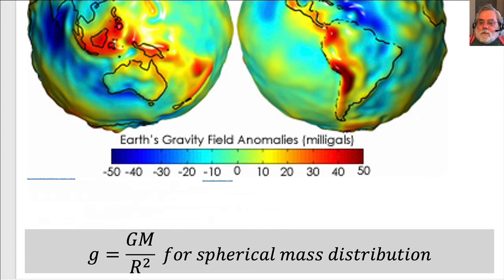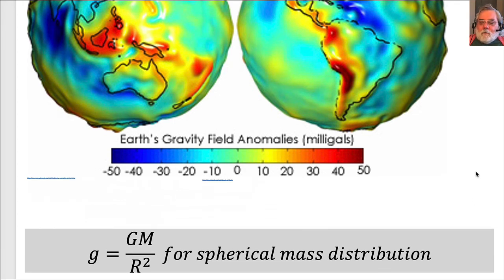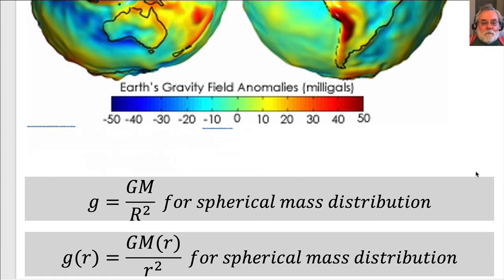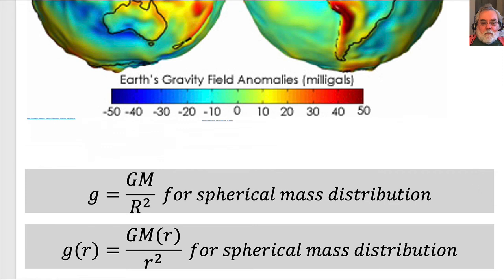If the object is a spherically symmetrical mass distribution of capital radius R, then the gravity at radius lowercase r less than capital R is this formula, where capital M of r is the amount of mass contained inside the sphere of radius lowercase r.